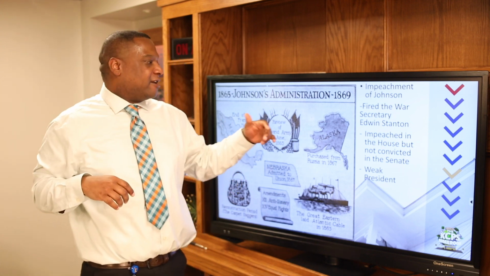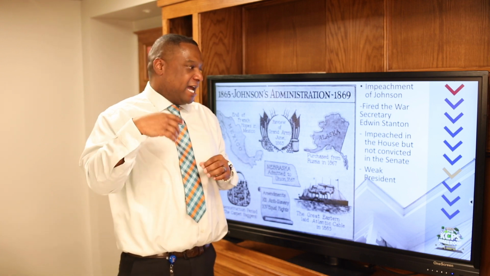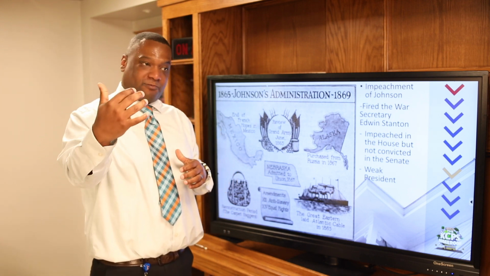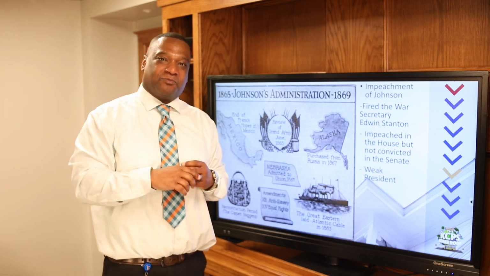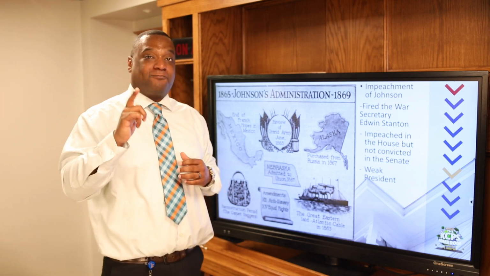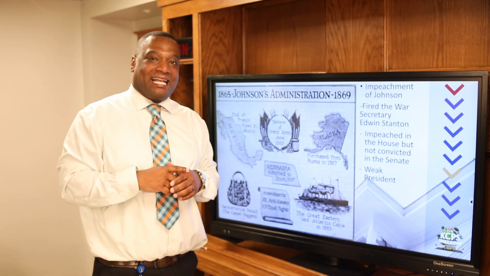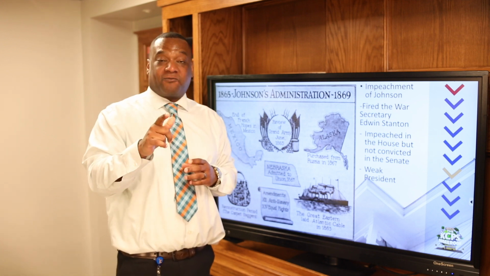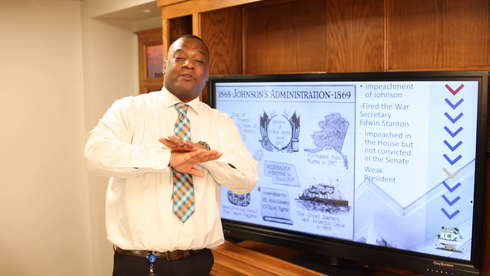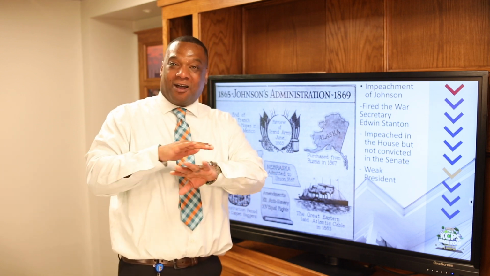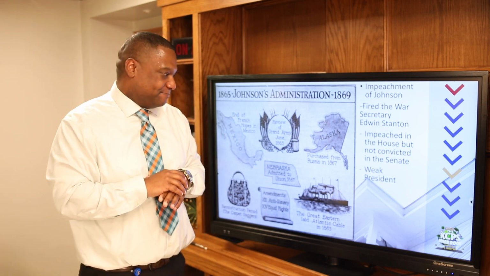So Congress ended up impeaching him, right? The House of Representatives said, you know what, we're going to send him to trial. The Senate, led by 7 Republicans, decided not to convict him. Those 7 Republicans never ran for office again. Their political career was over. The party was done with them, right? So those guys were done.